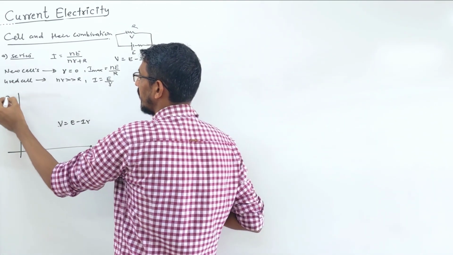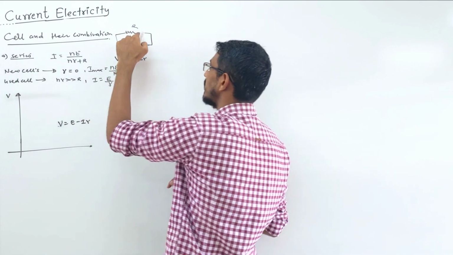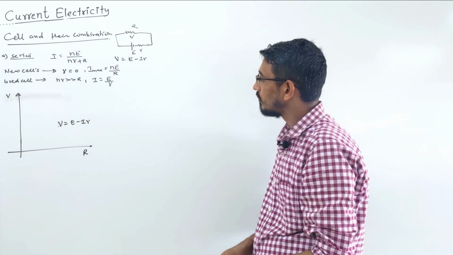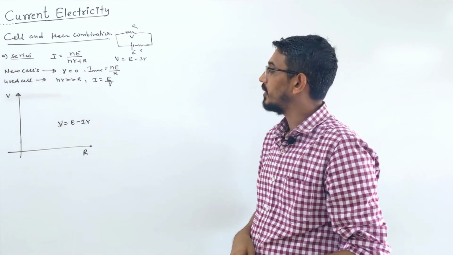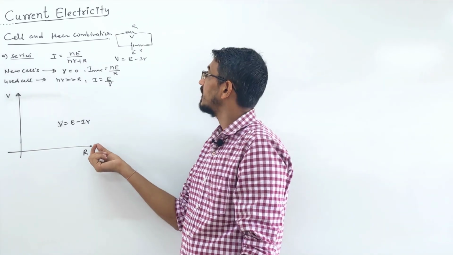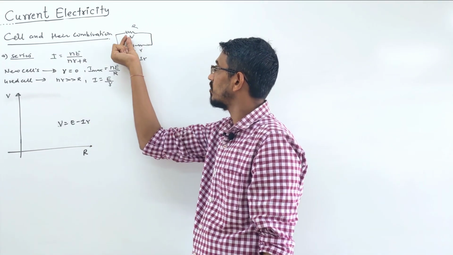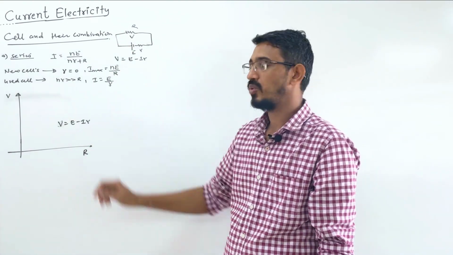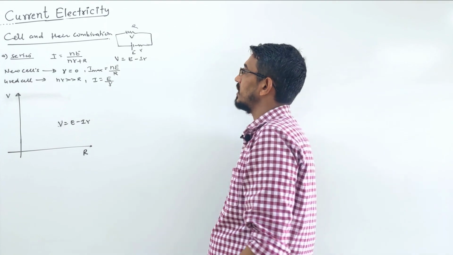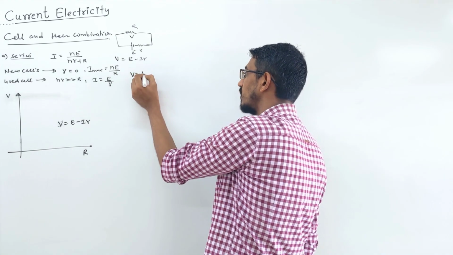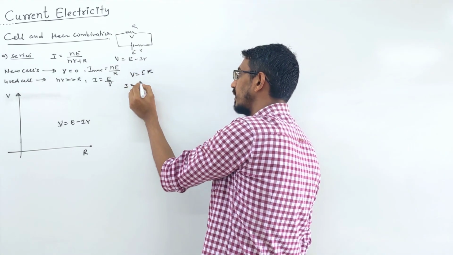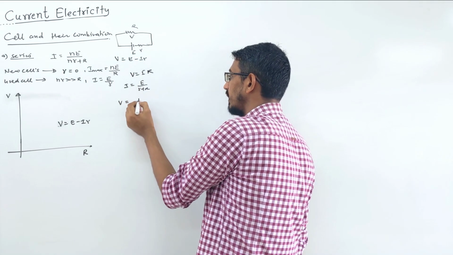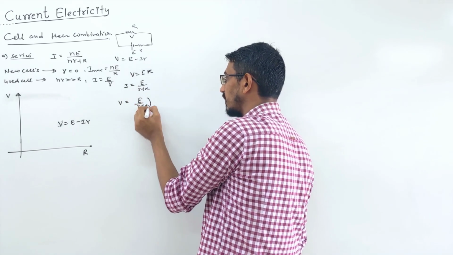If you draw a graph between the potential difference across this and the resistance, suppose initially there is a small resistance. Now you keep increasing that resistance, then what happens to the potential? Look here, V is also equal to I R, and I is E upon R plus r, right? So V is equal to E upon R plus r into R.